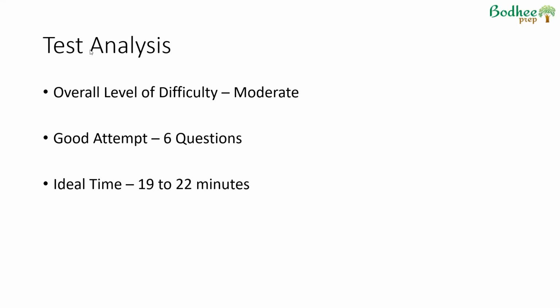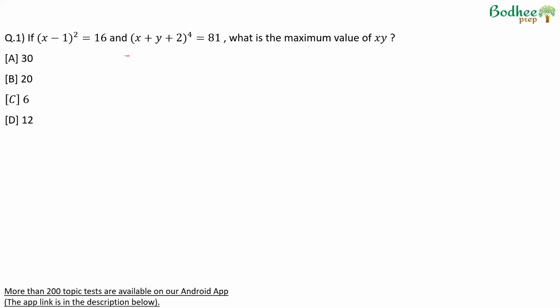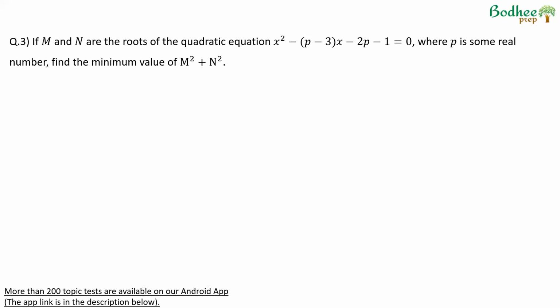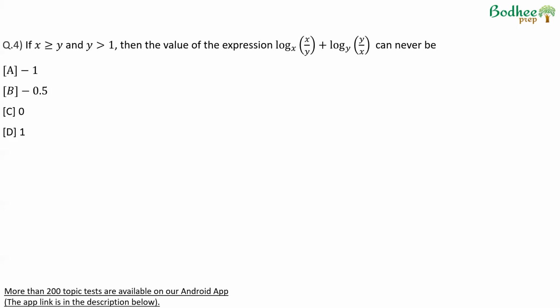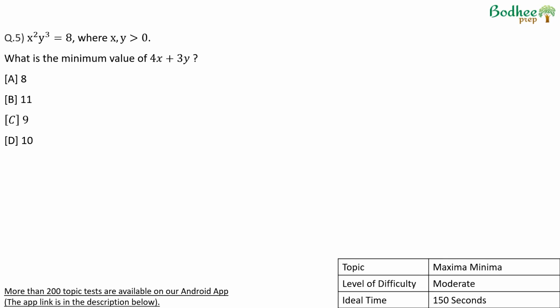So if you look at the overall test, moderate, looking for 6 questions in about 20 minutes. For me, my 6 questions would be 1, 3, 4, 5, 8, and 10. Which are these? Basic square root, putting values, therefore doing this question. This may not strike every time in the exam. Doing this question because of quadratic and completing square. This also, I think, is a format that has been asked regularly, so therefore attempting this one as well. This again is a question where I've done a lot of similar questions earlier, therefore attempting this one.